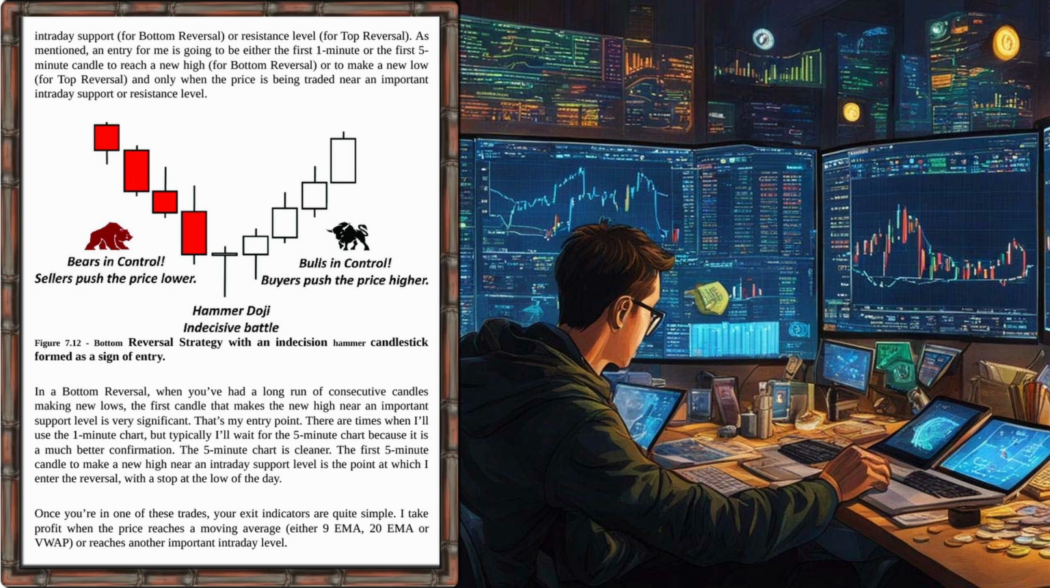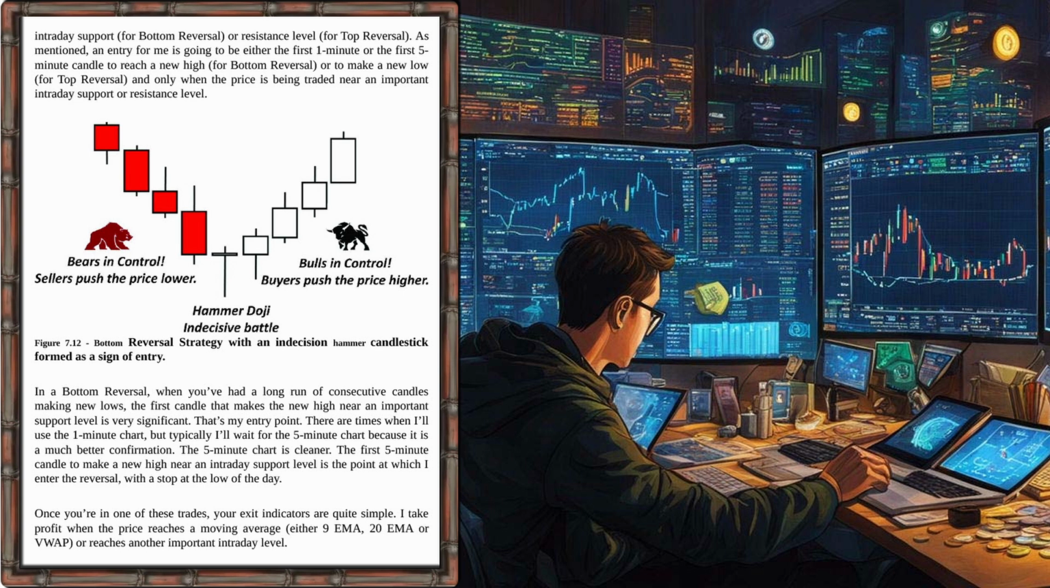In a bottom reversal, when you've had a long run of consecutive candles making new lows, the first candle that makes the new high near an important support level is very significant. That's my entry point. There are times when I'll use the 1-minute chart, but typically I'll wait for the 5-minute chart because it is a much better confirmation. The 5-minute chart is cleaner. The first 5-minute candle to make a new high near an intraday support level is the point at which I enter the reversal, with a stop at the low of the day.